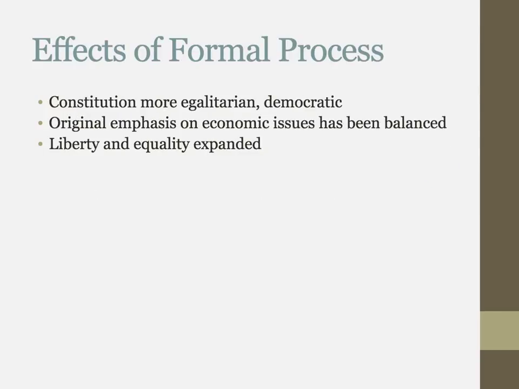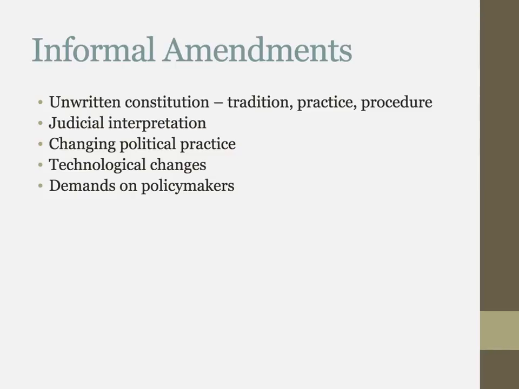And so what happens because of this formal process over the course of time, with 27 amendments being added to our Constitution, is that it's become more egalitarian, in other words, more equal. There's been a lot of the removal of slavery, the expansion of citizenship, the expansion of voting rights. Those sorts of things have really made the Constitution more democratic and more equal. The original emphasis on economic issues has later been balanced by the issues of representation and equality, and we've expanded liberty throughout the entire process.